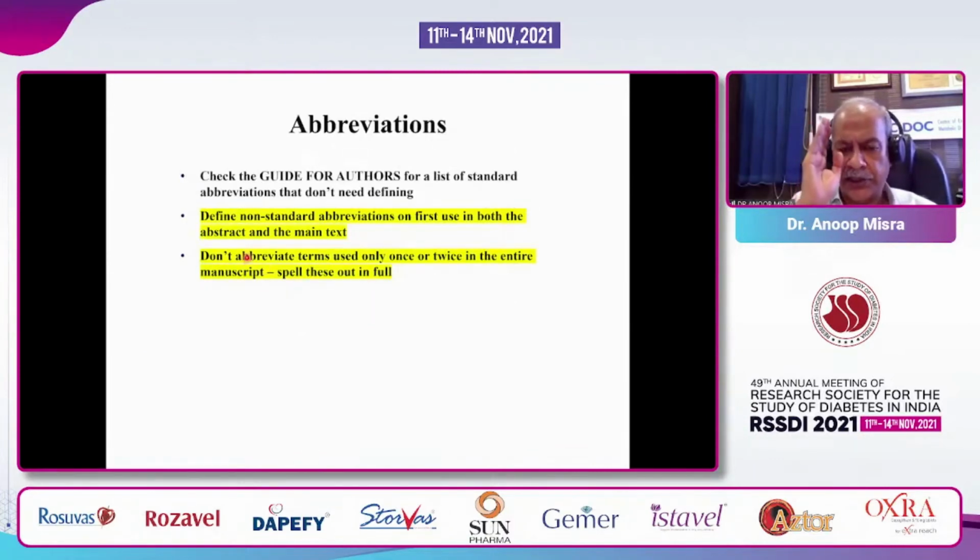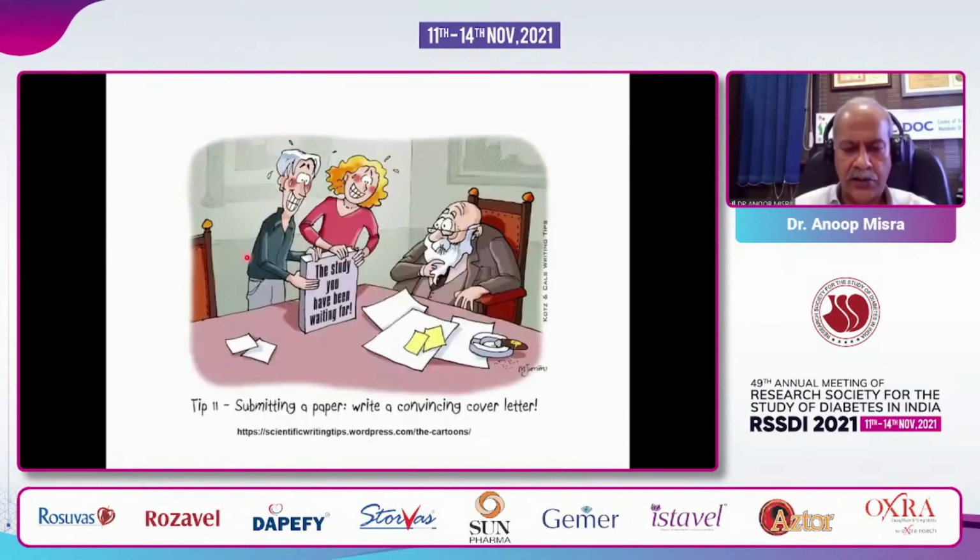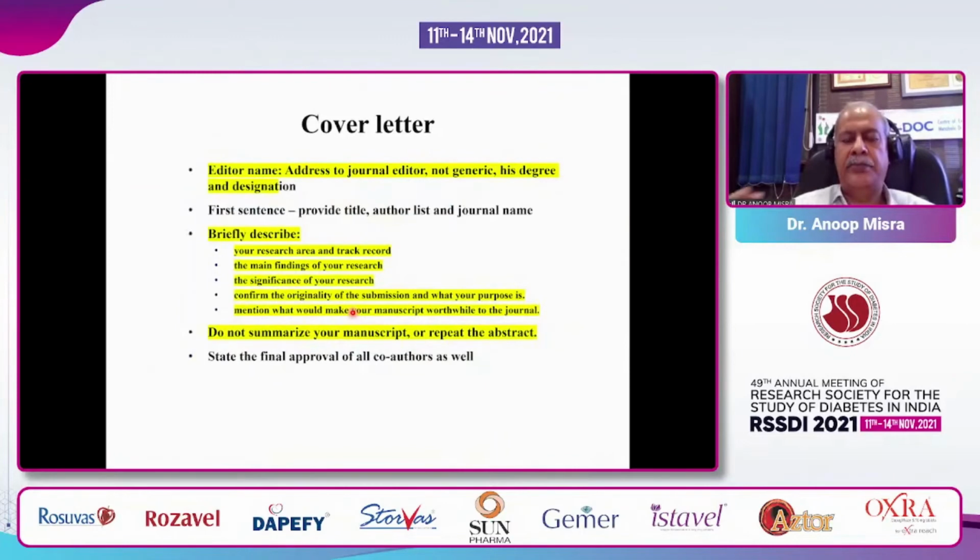And define any non-standard abbreviation right at the first use. Now, submitting the paper, writing a convincing cover letter. Look at these two young researchers: "writing the study you have been waiting for." That is the cover letter. Editor's name, address of journal editor, degree must be mentioned. Briefly describe your research area, why you have written this, what is the audience, what is the novelty of this paper. Do not summarize your manuscript or repeat an abstract.